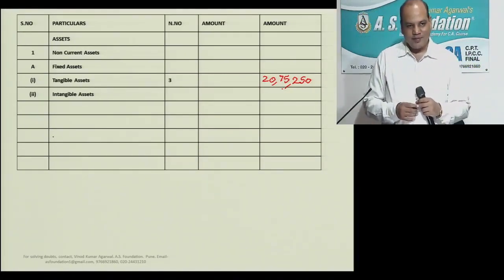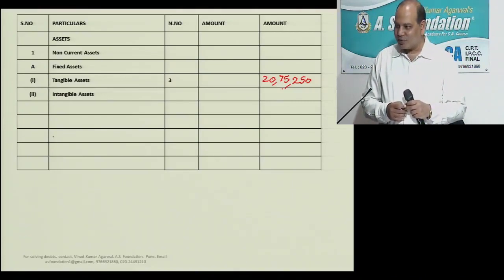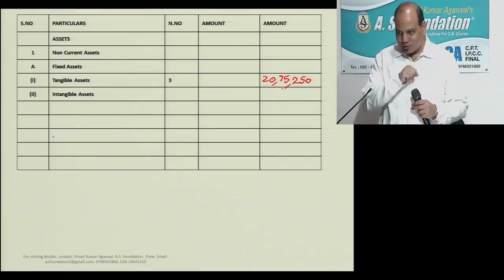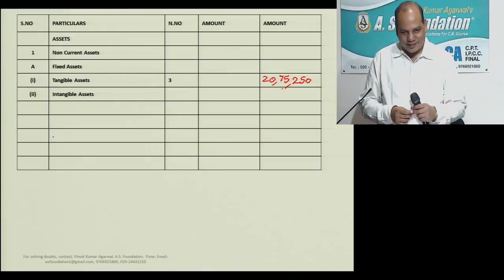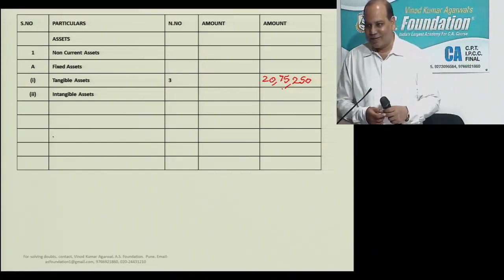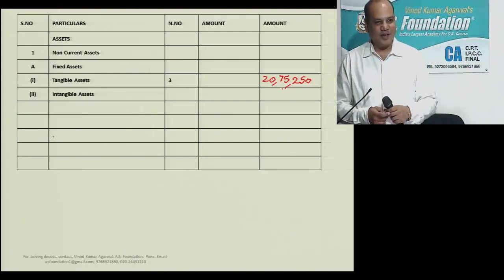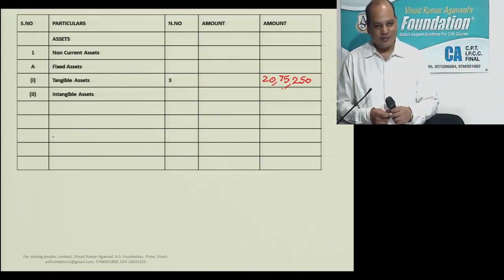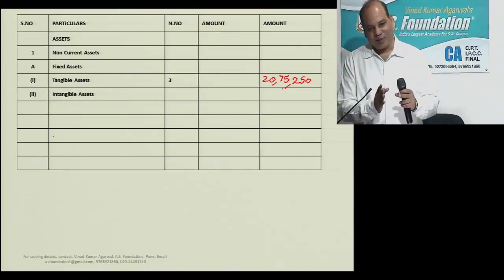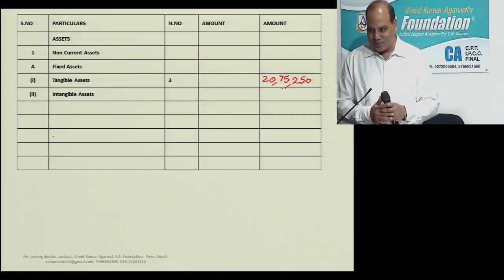Is it fine now? 20,75,250. Who had given that magic number? You. Debarred from answering for the next half an hour. For half an hour you will not speak anything. It's complete silence punishment. This can be the worst punishment for you.